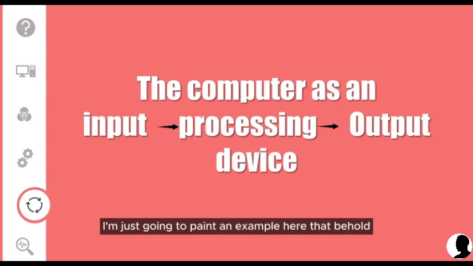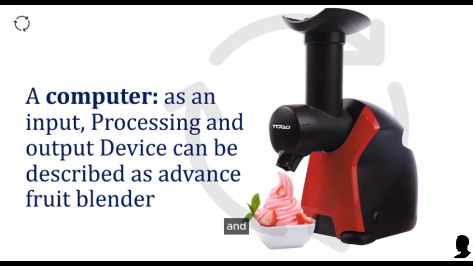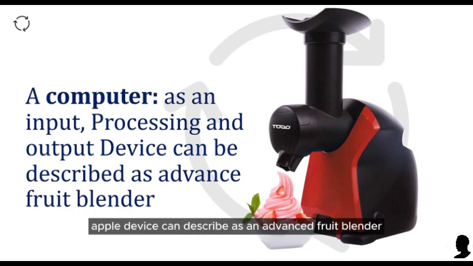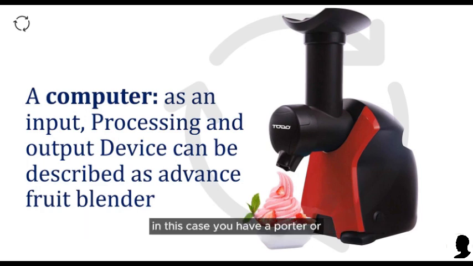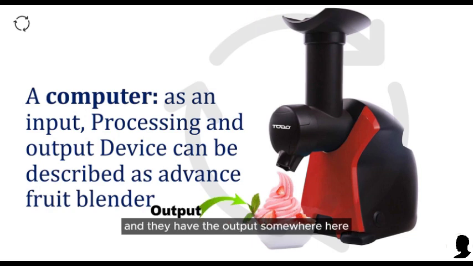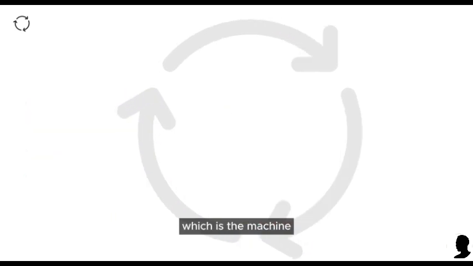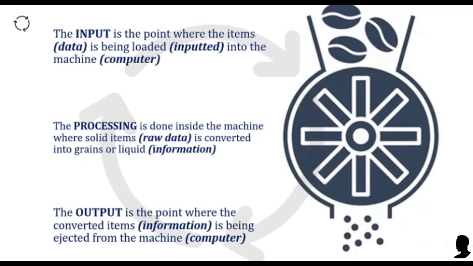I'm just going to paint an example here that we all can relate with. Imagine this fruit maker. The computer as an input, processing, and output device can be described as an advanced fruit blender. In this case, you have a portal or an aperture where your input comes in through, and then you have the processing space, and then you have the output somewhere here. The input point is where the items, which is the data, is being loaded or inputted into the machine, which here is the computer. So imagine your advanced blender here.